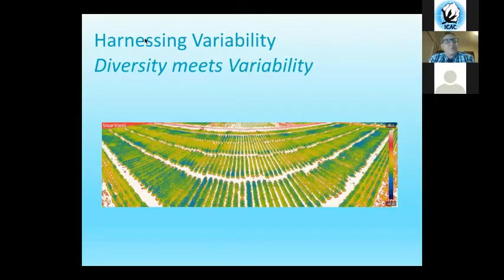Another important concept to take on board, and this was introduced again in Dr. Reddy's presentation, is about variability. And one of the things that I think is important, noting that variability is an opportunity, and I often see that one of the key approaches for many farming systems is that by increasing your diversity, you can start to manage that variability.